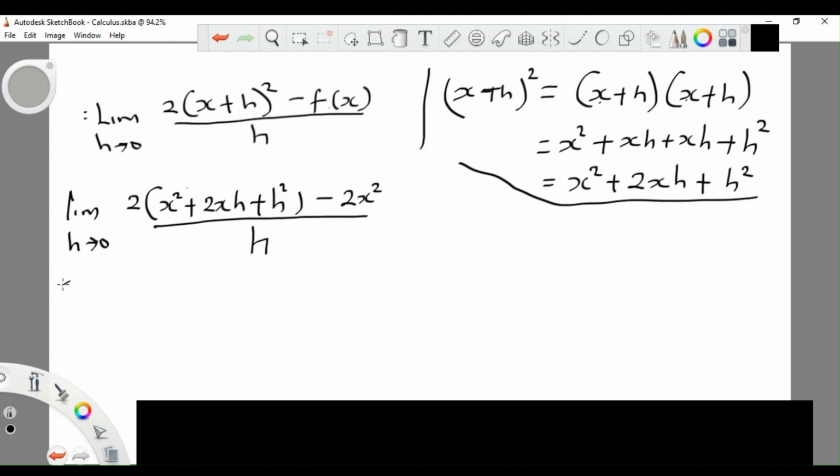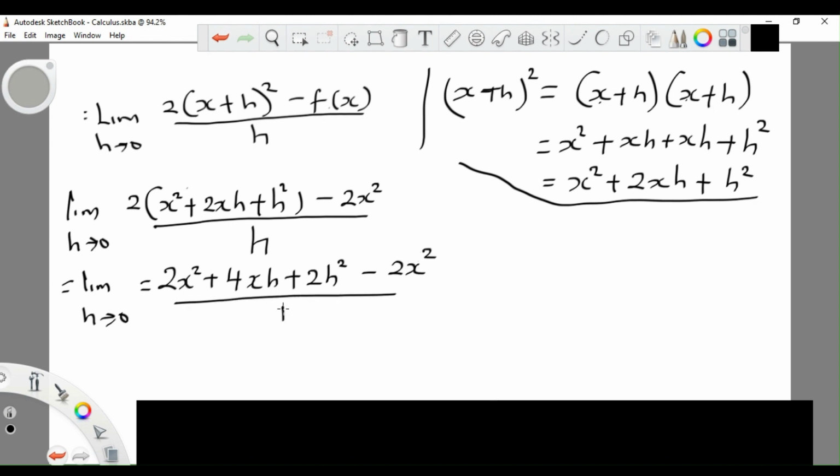So our next step, limit as h tends to 0 is equal to 2 times x squared is 2x squared, 2 times plus 2xh is plus 4xh, and 2 times plus h squared is plus 2h squared, minus 2x squared, over h.